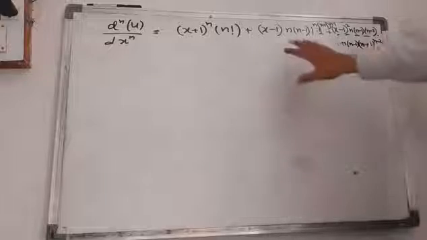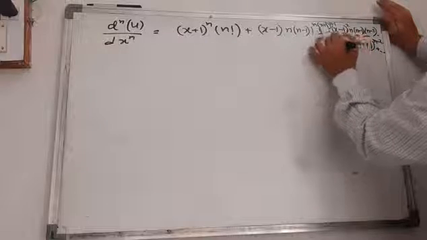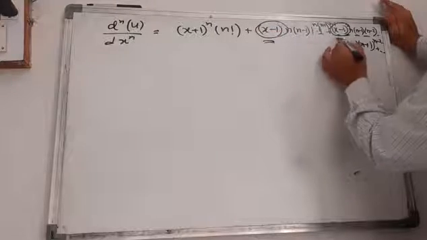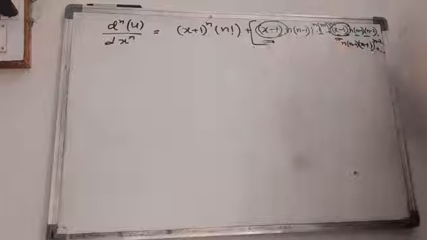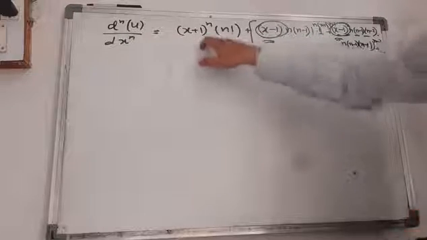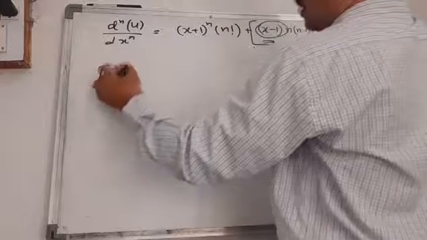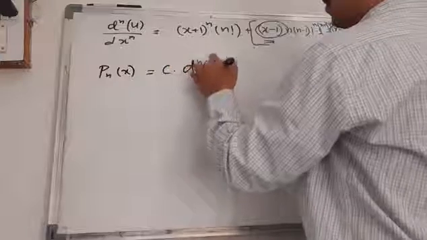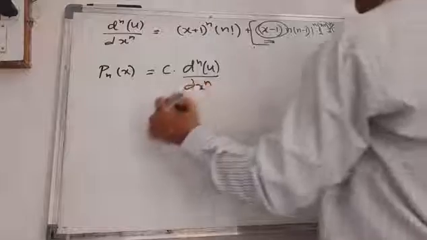Okay. So like this, one thing we have to understand is that in every term you will have x minus 1 from the second term onwards only. From the second term onwards only you will have x minus 1 term in every term. So first term is very important. It is free from x minus 1. In this term there is no x minus 1. So now what we want, actually Pn of x is equal to c into d nth derivative of u by dx power n. This we got, right? But we want c value how much.